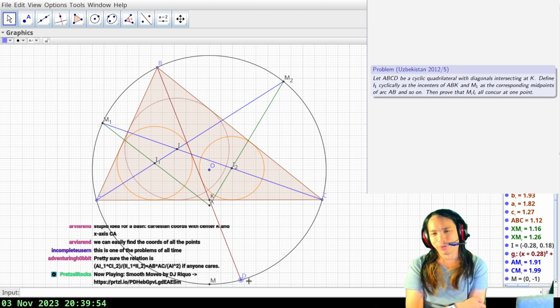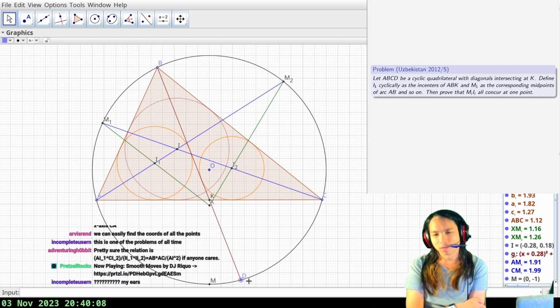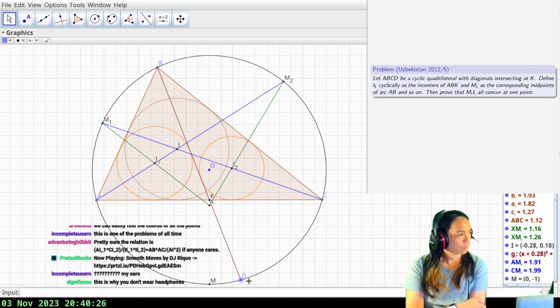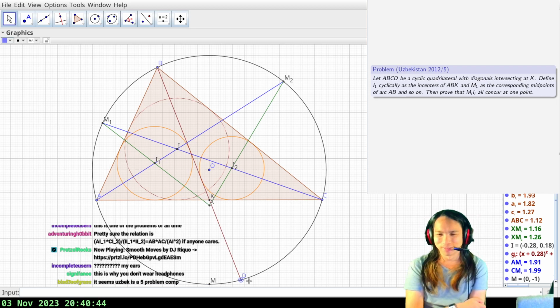What do you do with I1? Is I1 moving there? Wait, I actually don't see what's going on. Can we just complex it?